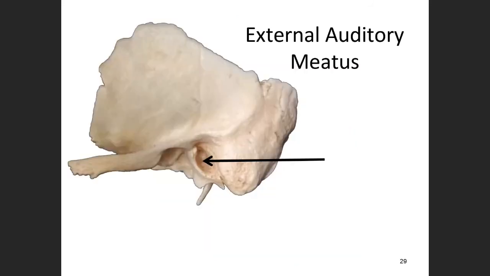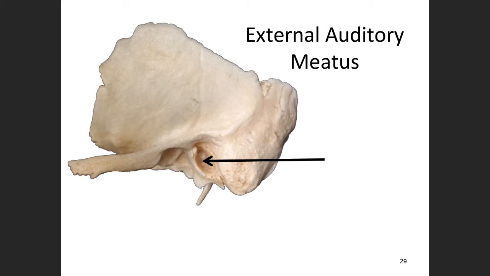Some of the structures that we need to know. This first one that's listed here is known as the external auditory meatus. That's the opening to your ear canal. Your ear, the external portion of your ear, the pinna or auricle, spelled A-U-R, is going to surround that hole. So we call that the external auditory meatus.